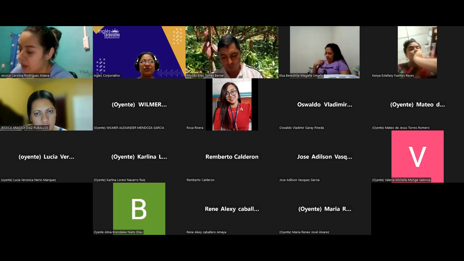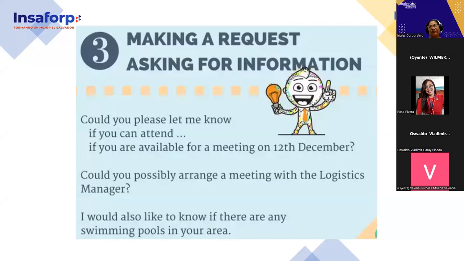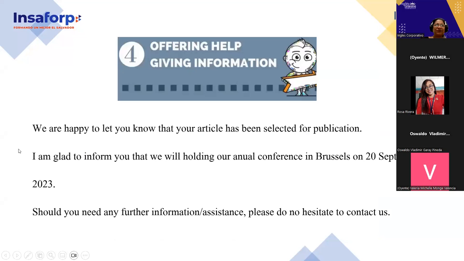Now we're going to continue with the next tip. The following tip, well, this is number three. Then we have more. When you are offering help or you are sending the message, right? Because you are giving more information about something. That's why we have, and then we say, we are happy to let you know that your article has been selected for publication.